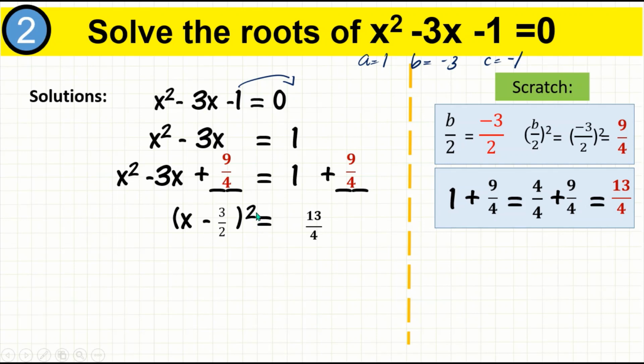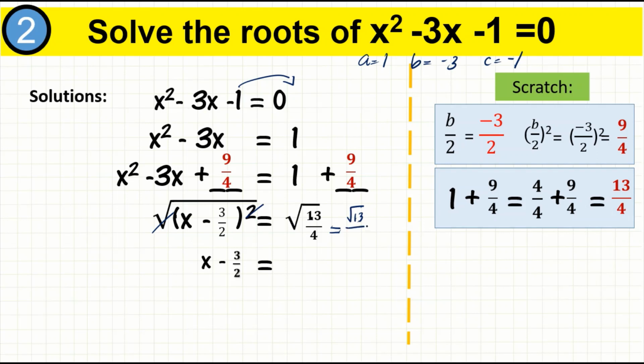Okay, and then, so anong gagawin natin para mawala ang squared? Gagamit natin ang square root property. So, square root both sides of the equation. And then, maka-cancel ang square root, ganun din ang squared. So, ano ang matitira? Ang matitira dito is x minus 3 over 2 is equal to square root of 13 over 4.